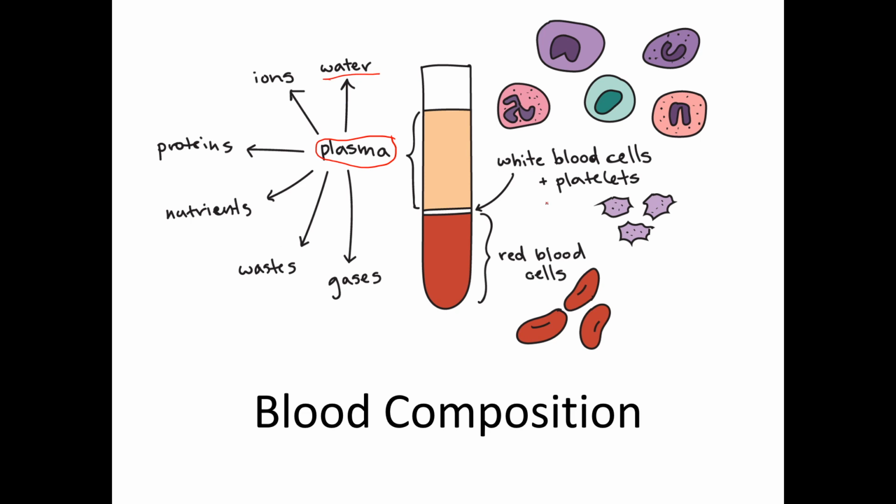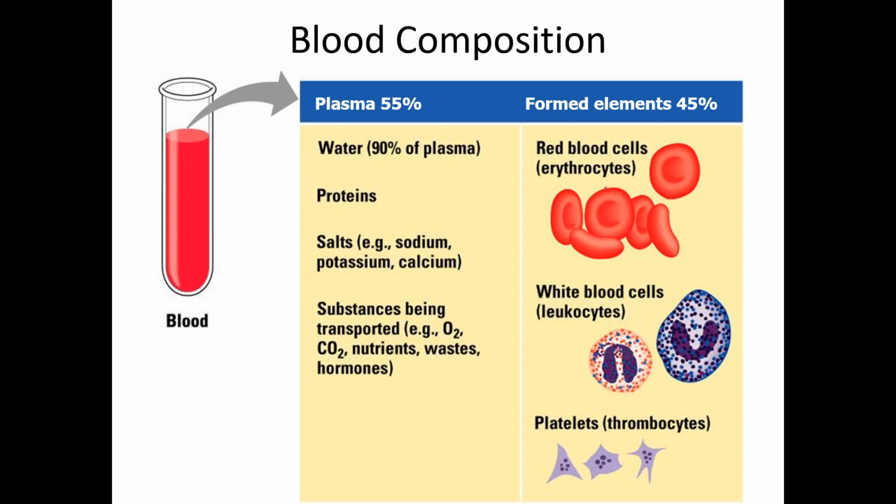And then there's what are called the formed elements. They're kind of like cells or cell-like parts of the blood. We have white blood cells, red blood cells, and these things called platelets. Let's talk more about these.